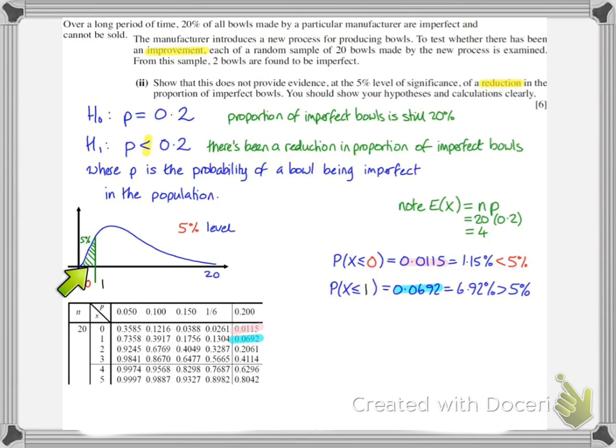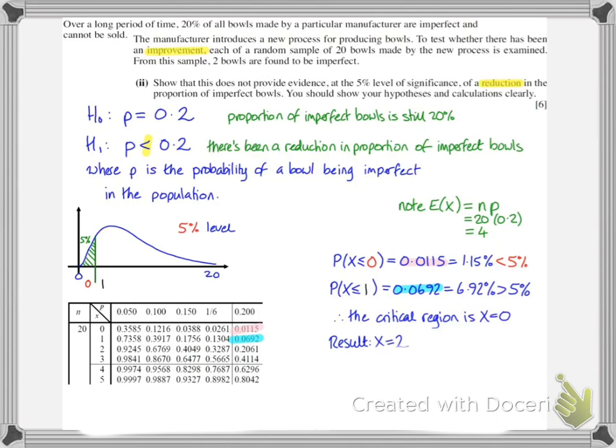But if we find that in the sample there were no imperfect bowls, a value of 0, that would be enough to give us sufficient evidence that perhaps H1 is happening. So, what do we do now? The critical region is the values in this shaded part, the least likely 5% of the time, and I've only got the one value, X is 0.